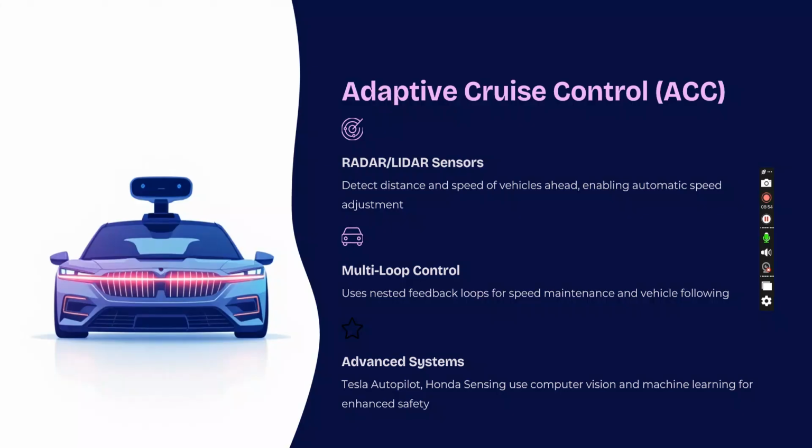We have discussed cruise control. Let's talk about adaptive cruise control, which uses some more advanced technology. For example, lidar sensors, which detect the distance and speed of vehicles ahead, enabling automatic speed adjustment. Multi-loop control uses nested feedback loops for speed maintenance and vehicle following. Today we have even more advanced systems, for example, Tesla Autopilot and Honda Sensing, using computer vision and machine learning for enhanced safety.